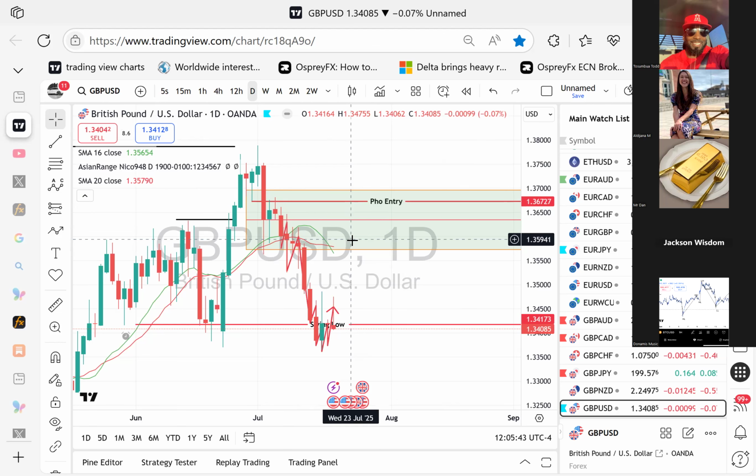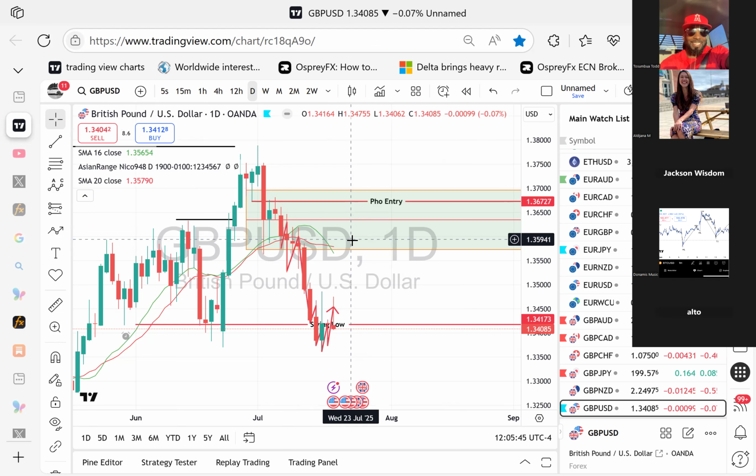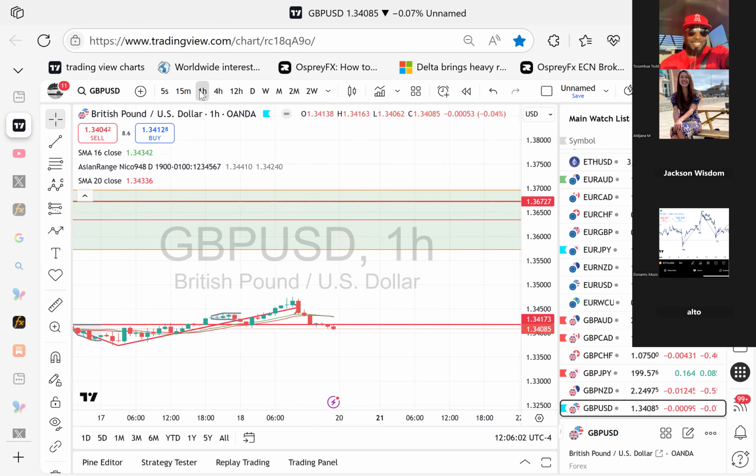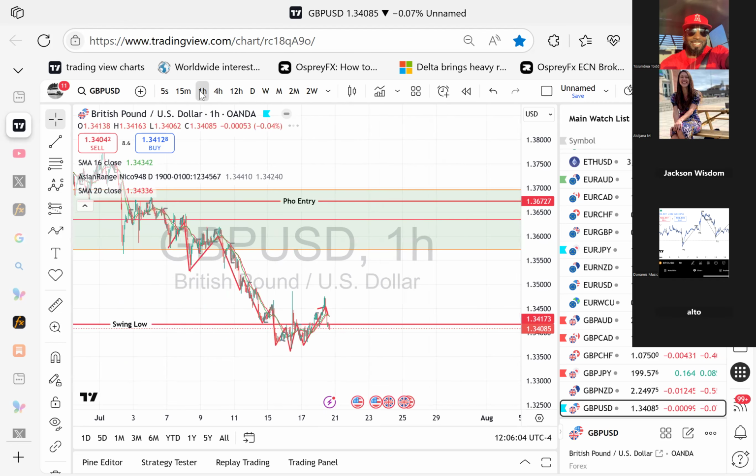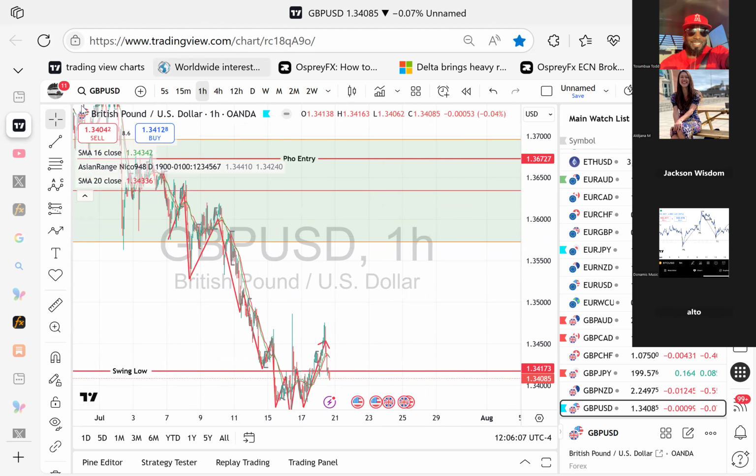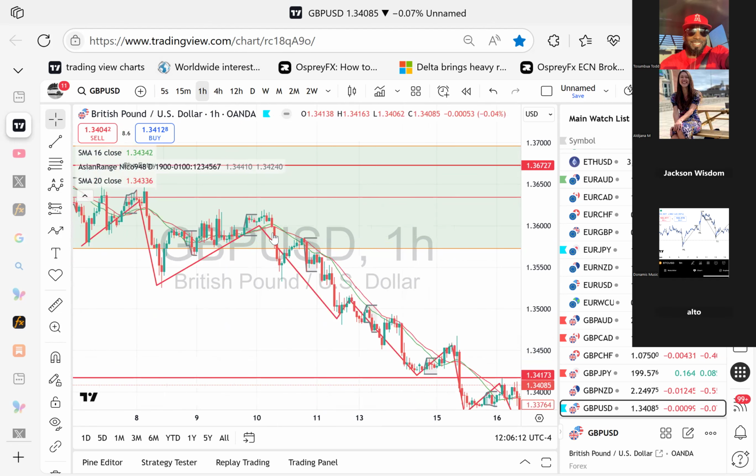Quick question. Can I also ask, would you exit as soon as it touches that green zone, or would you wait? Well, if you don't know what you're doing, you exit. I personally looked in my zone to find an area of interest for me, which was this imbalance. So for me, this imbalance.